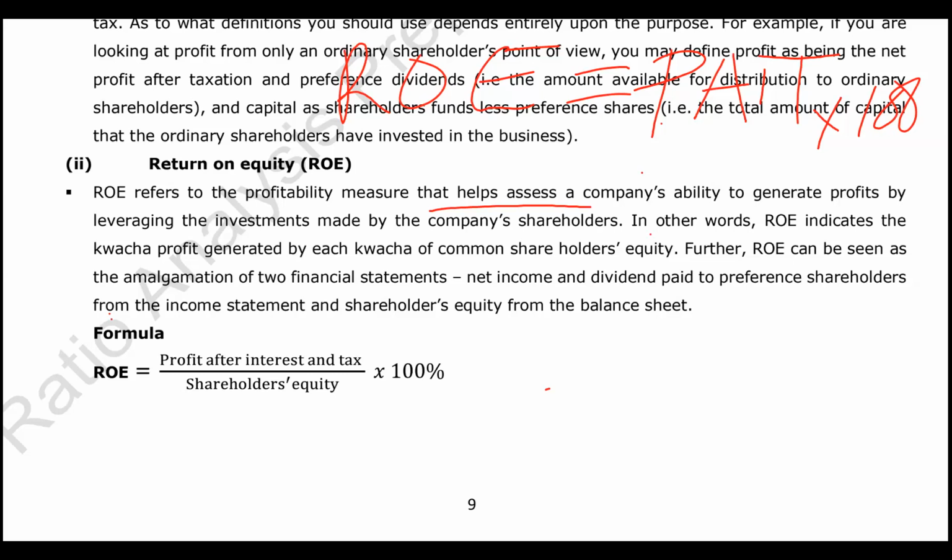So the formula is this one. The formula is very, very necessary. You need the formula, and you should get what the ratio means, what it communicates for you. It is a measure of profitability. It measures the profitability, so it assesses the company's ability to generate profits by what? By leveraging the investments that are made by the shareholders of that particular company.